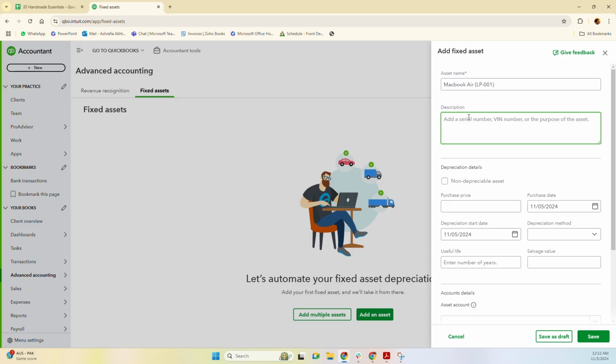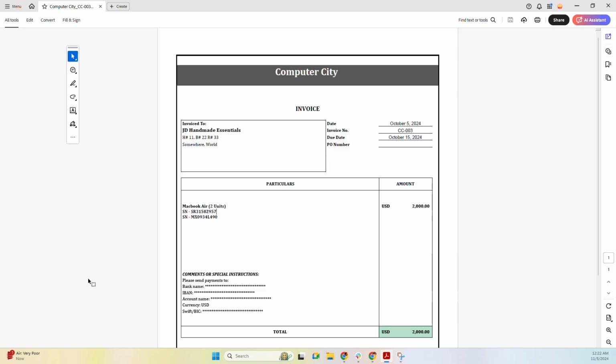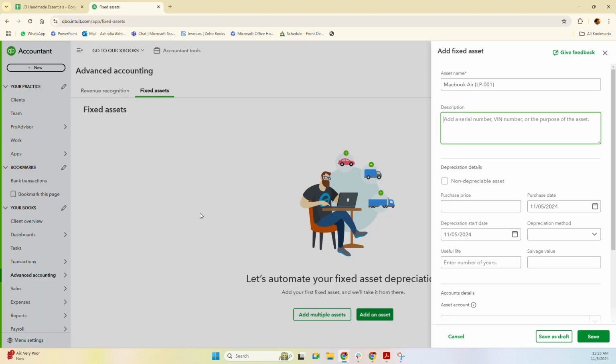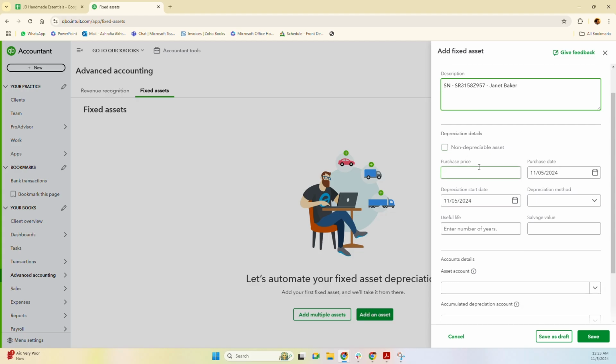In description, let's add the serial number of the asset. We can find that from our invoice. Let's select the first one, copy, paste it here, and add the user. So the first laptop will be used by Janet Baker. Definitely this is a non-depreciable asset, but if we click that, what happens?